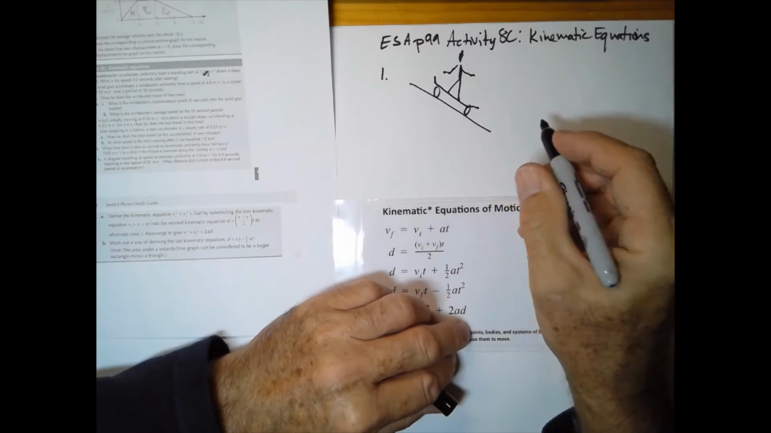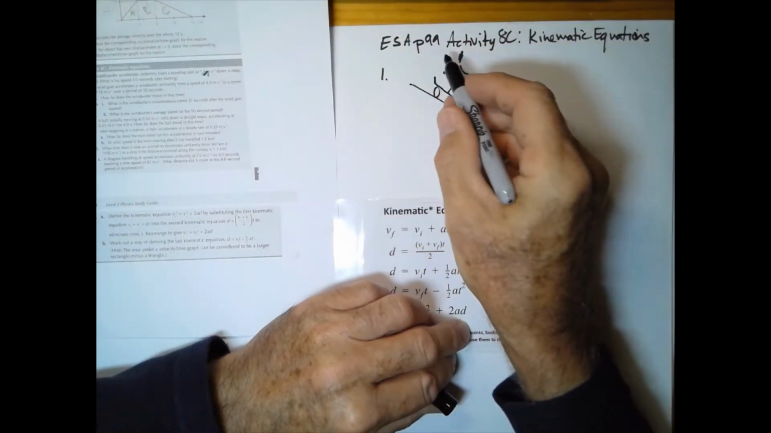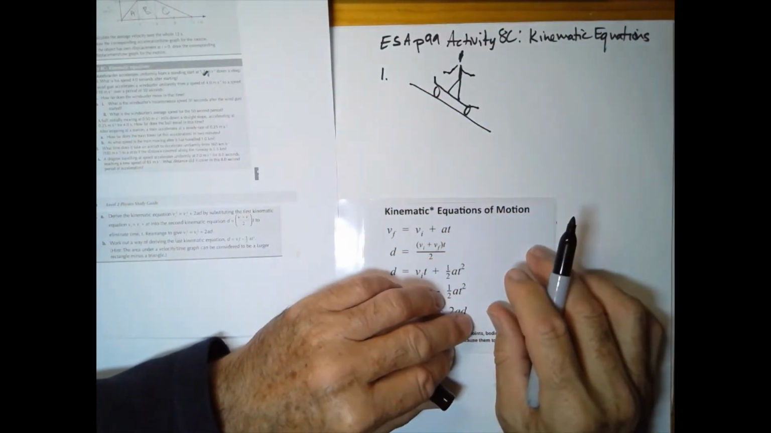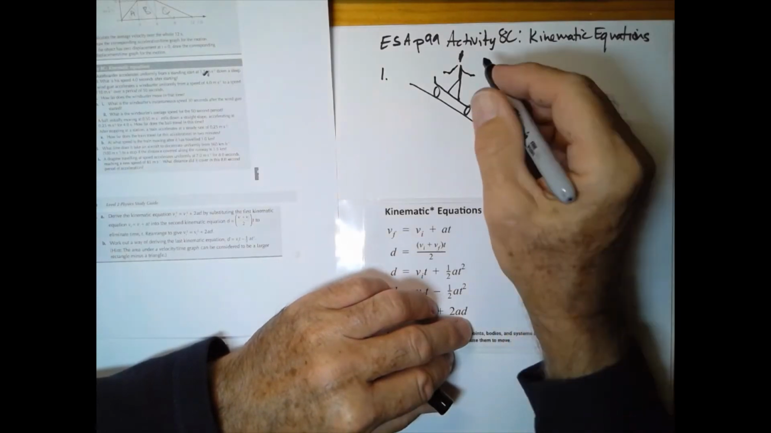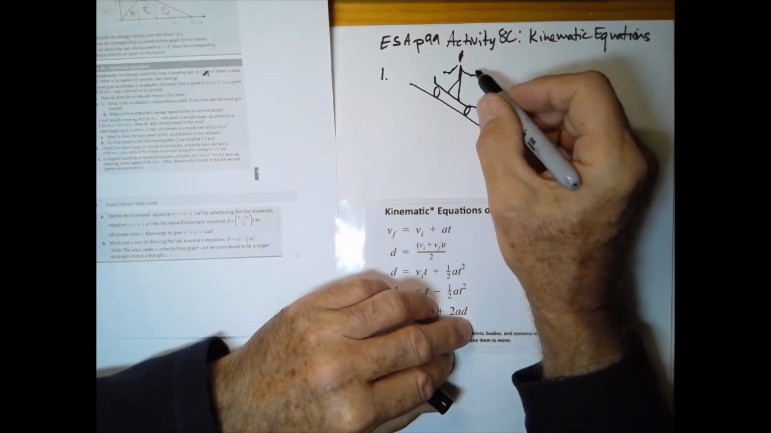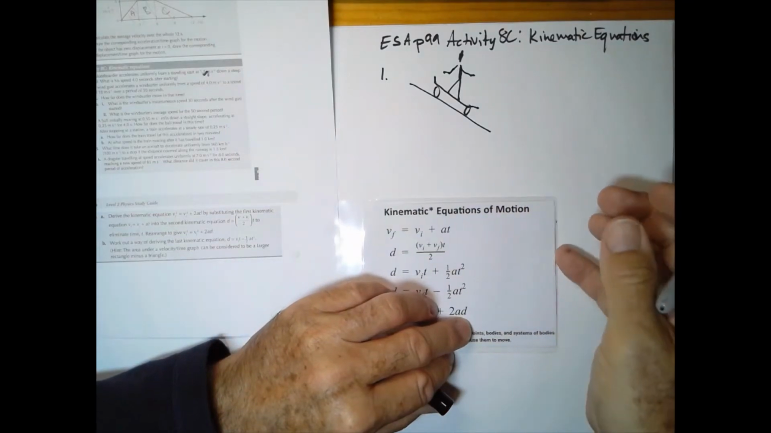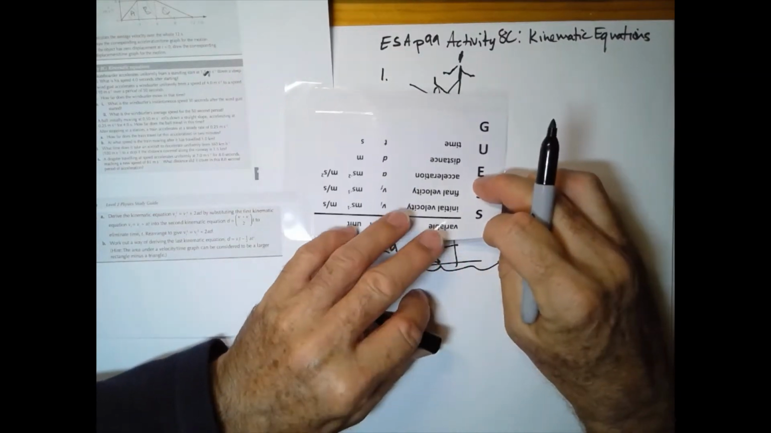Okay, we're going to be looking from our textbook, page 99, activity 8c, the last of our kinematic equations. Question 1, a skateboarder accelerates uniformly from a standing start. So let's come up with our GUESS.